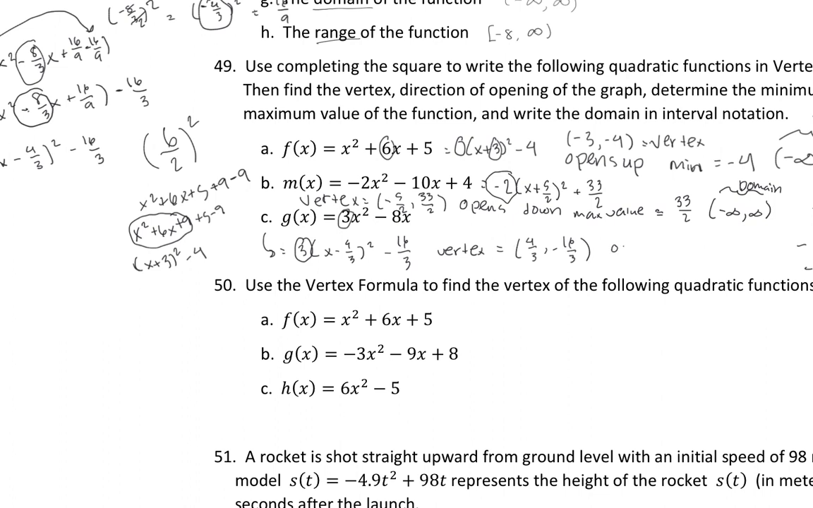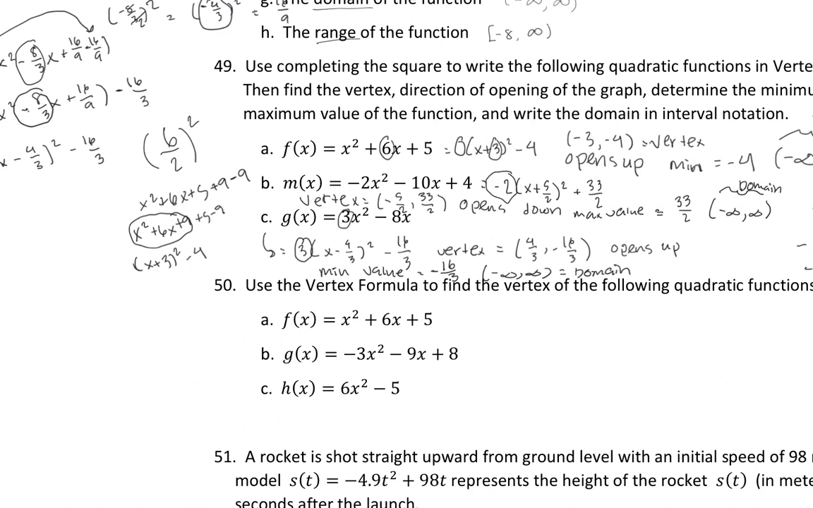So I'll say it opens up, and because it opens up, it's going to have a min value, and that min value is just going to be at the vertex, right? So our min value is equal to the y coordinate of the vertex, which is negative 16 over 3. And then our domain is just going to be the same as always. It's going to be all real numbers, right? So it's going to be from negative infinity to infinity, and that's going to be equal to our domain. All right.